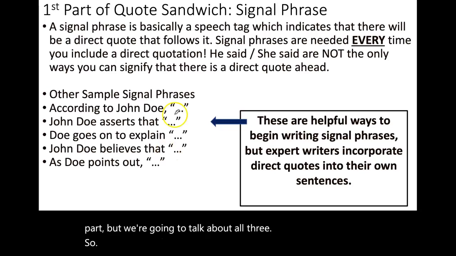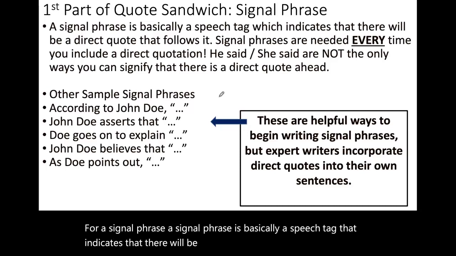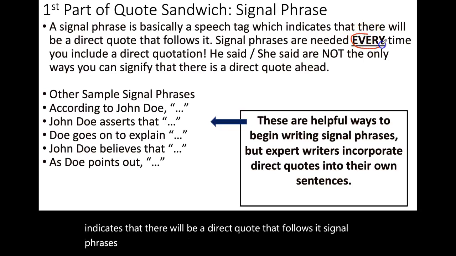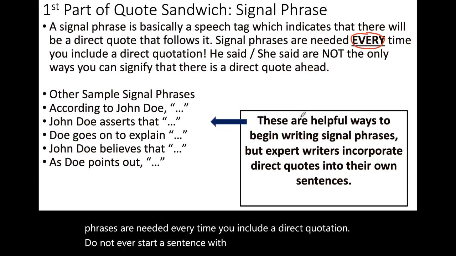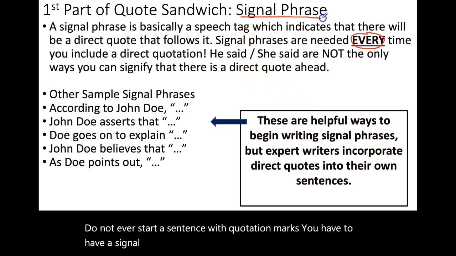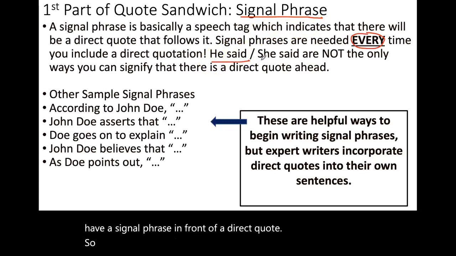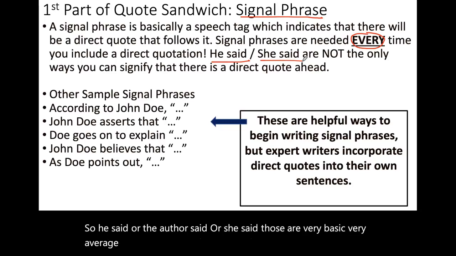So, a signal phrase is basically a speech tag that indicates that there will be a direct quote that follows it. Signal phrases are needed every time you include a direct quotation. Do not ever start a sentence with quotation marks. You have to have a signal phrase in front of a direct quote. So he said, or the author said, or she said, those are very basic, very average signal phrases.